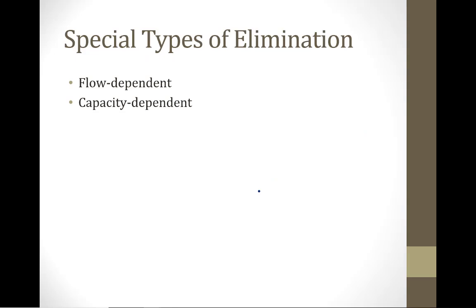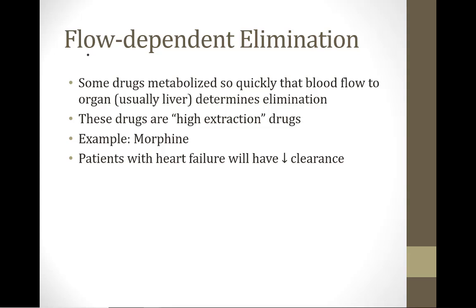A related concept to first order and zero order elimination kinetics are two special types of elimination called flow dependent and capacity dependent. So let's talk about these now. Flow dependent elimination refers to drugs that are metabolized so quickly that blood flow to a particular organ, usually the liver, determines elimination. These drugs are virtually all extracted from the plasma by a particular organ, usually the liver. This means that the rate of elimination is essentially dependent on blood flow.